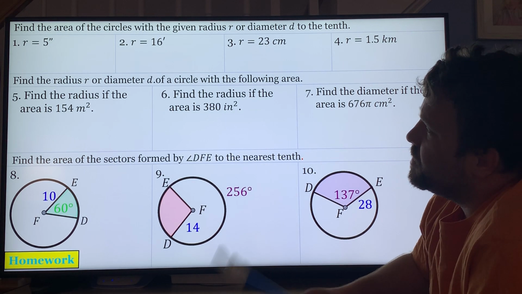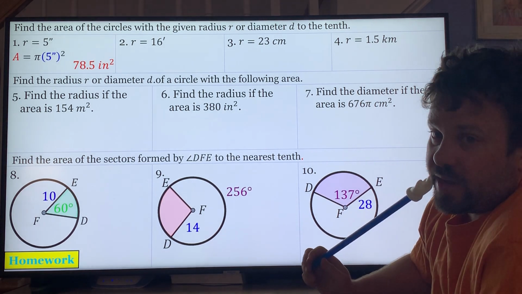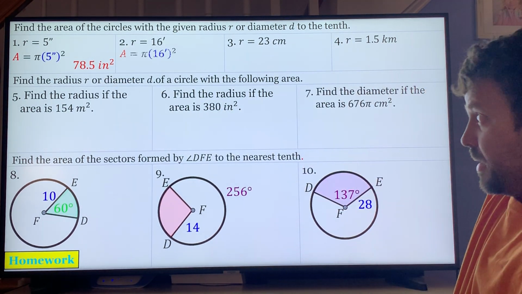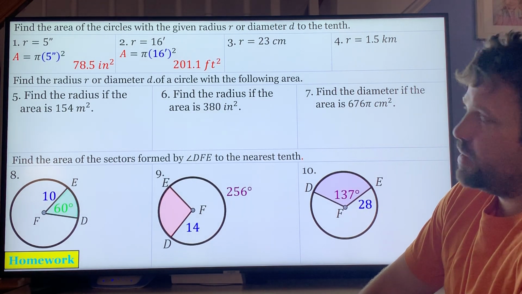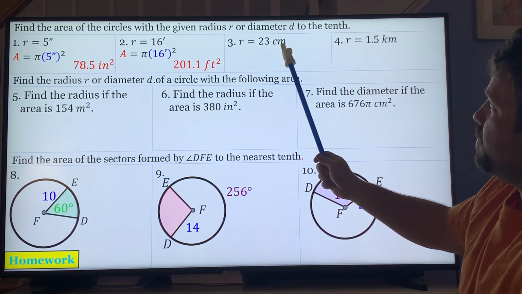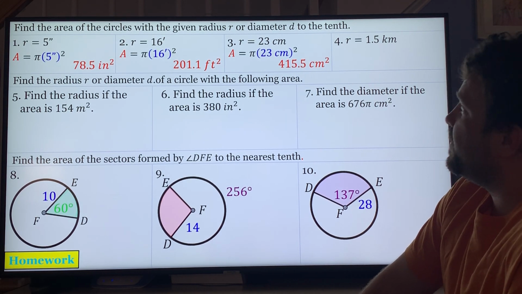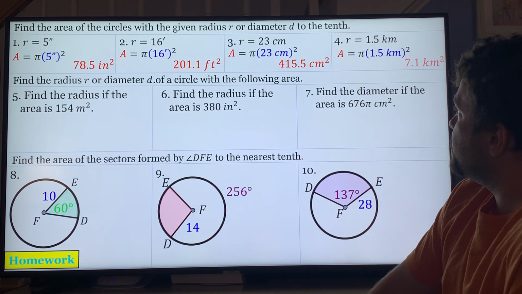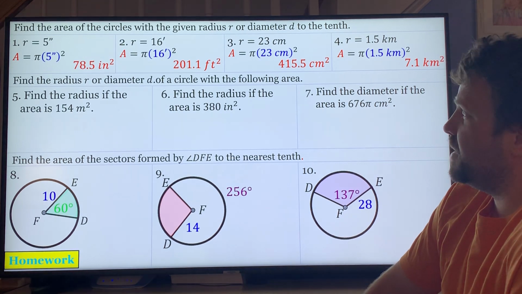Find the area of the circle. Pi times 5 squared is indeed 78.5 square inches. Pi times 16 feet squared is 201.1 square feet. Pi times 23 squared is 415.5 square centimeters. And then the last one, pi times 1.5 squared is 7.1 square kilometers. Got it? Nice and easy.